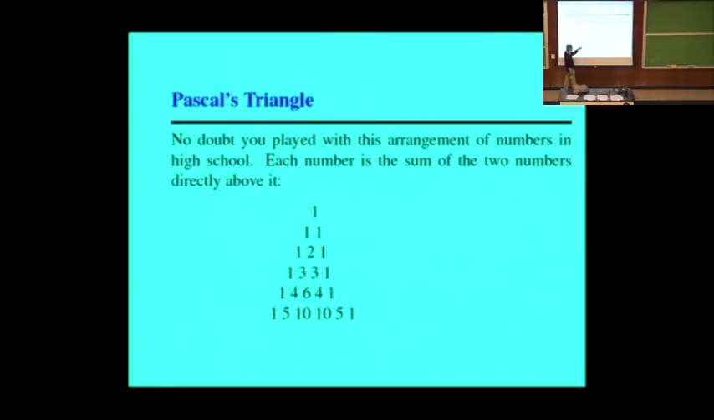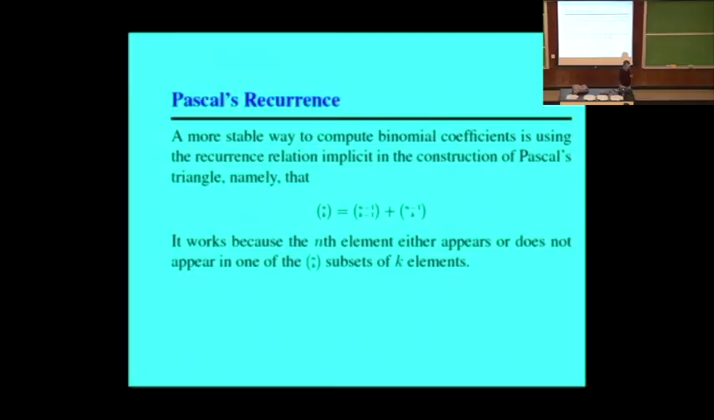This is 5 choose 0, 5 choose 1, 5 choose 2, 5 choose 3, 5 choose 4, 5 choose 5. Any questions? What Pascal was really doing was computing binomial coefficients, right? And what Pascal was really doing was talking about this recurrence relation. If you think about it, what was this recurrence relation?